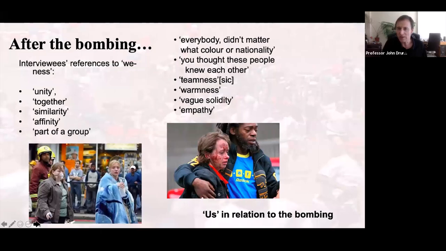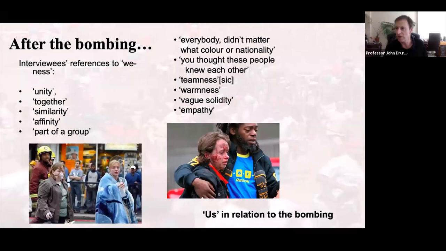You can see on the slide a rich vocabulary of we-ness, of being a group. They talked about unity, about being together, a similarity, an affinity, a part of a group. Everybody, it didn't matter what color or nationality, you thought these people knew each other. So they behaved as if they were not strangers, as if they already knew each other. A teamness, a warmness, a vague solidity, an empathy. So now it was an us in relation to the bombing. So things had changed and a group had emerged where there was previously no group.